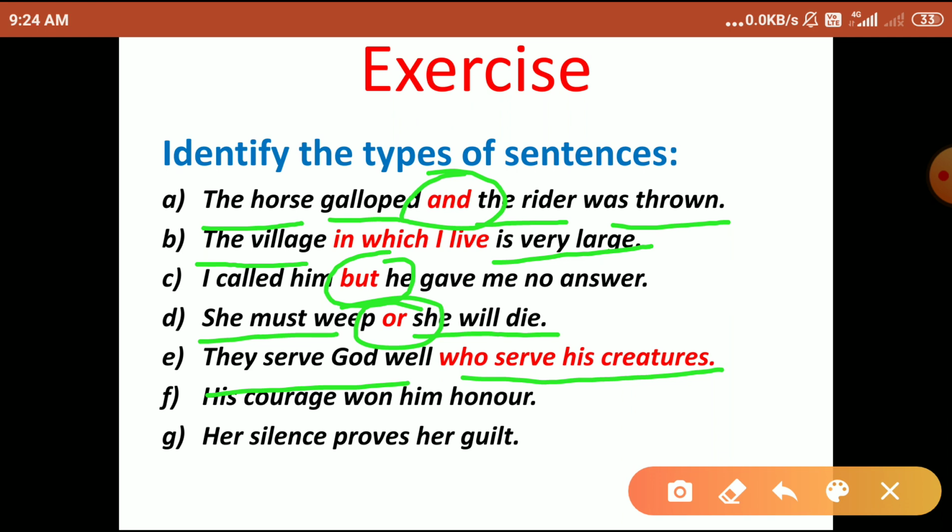His courage won him honor. His courage is the subject; won him honor is the predicate. One subject and one predicate. This is a simple sentence. Her silence is the subject; proves her guilt is the predicate. So this is a simple sentence: one subject and one predicate.